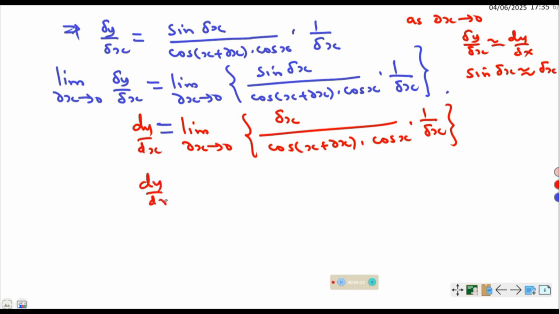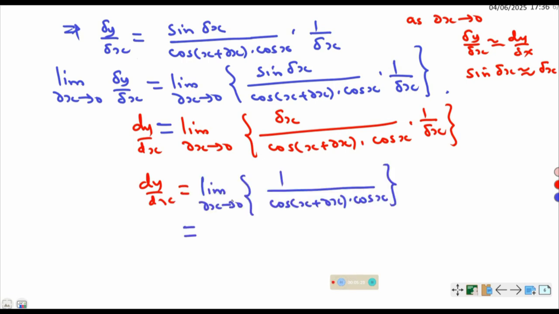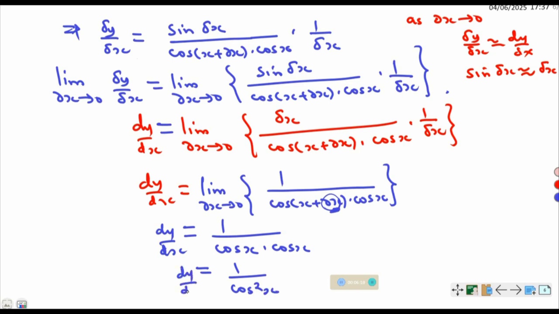So this will give us dy dx equal to the limit as delta x tends to 0. Delta x and delta x will cancel out, so we shall remain with that expression there. Now we are remaining with the limit as delta x tends to 0, and the only delta x we have is this. If delta x is tending to 0, this will be approximately equal to 0, and for that case we shall remain with 1 upon cos of x plus 0, which remains cos of x, times cos of x. So this will be 1 upon cos squared of x, and this will be dy dx.